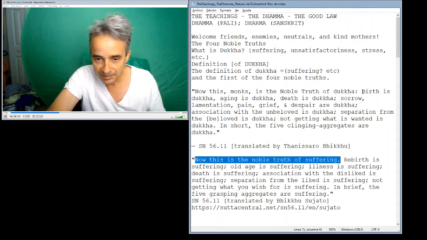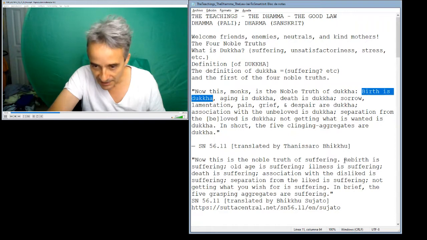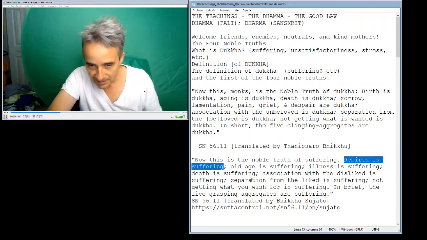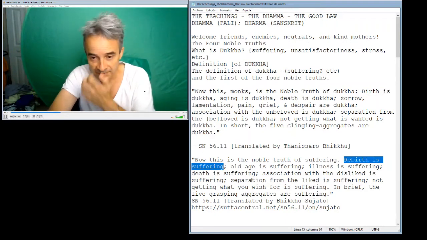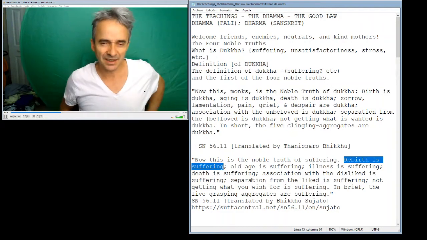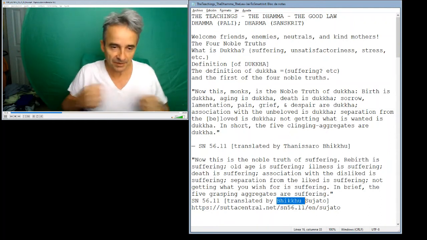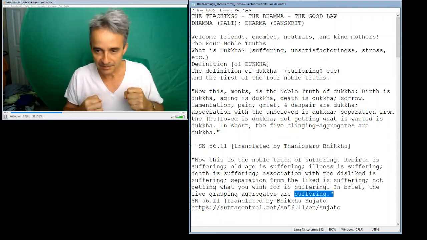Ṭhānissaro Bhikkhu translation says birth is dukkha, but the Bhikkhu Sujato version says rebirth is suffering. First, you'll notice that the Ṭhānissaro Bhikkhu version leaves dukkha untranslated, whereas Bhikkhu Sujato translates it as suffering. So it gives it a bigger punch, more intense.